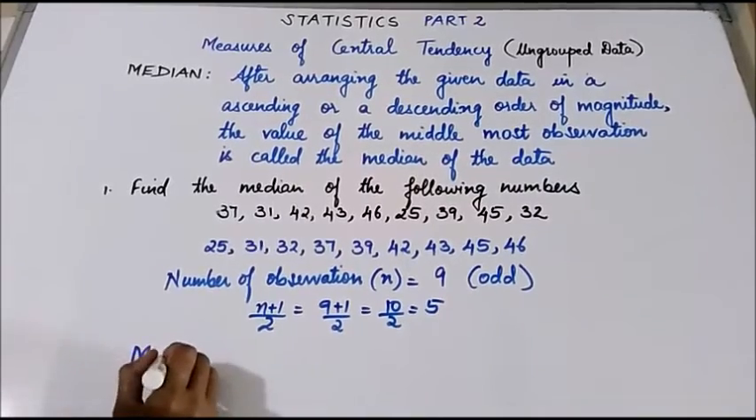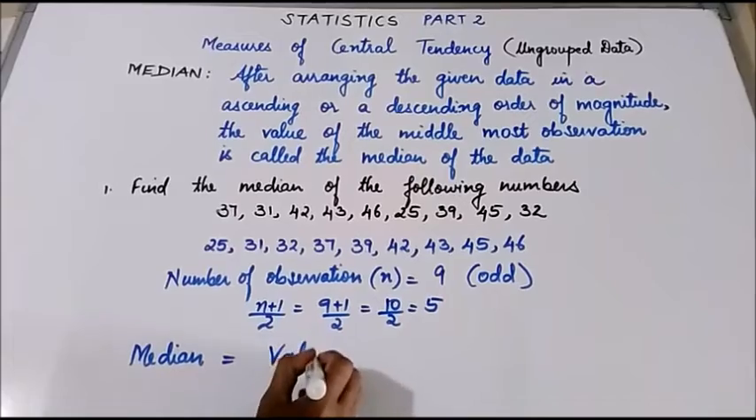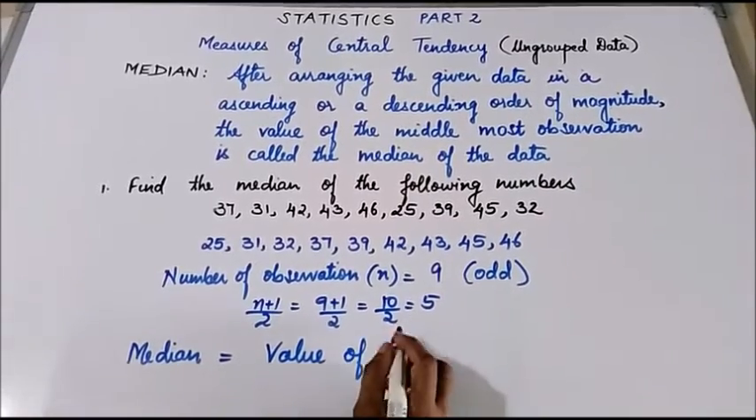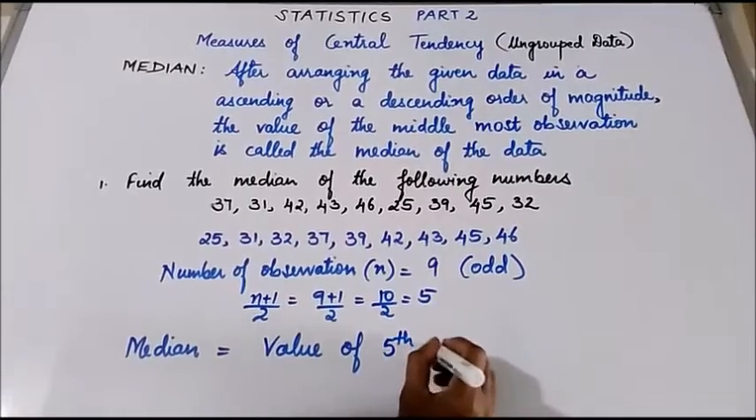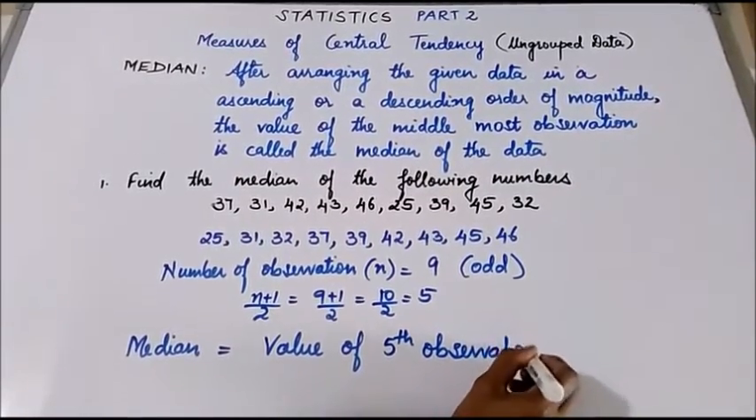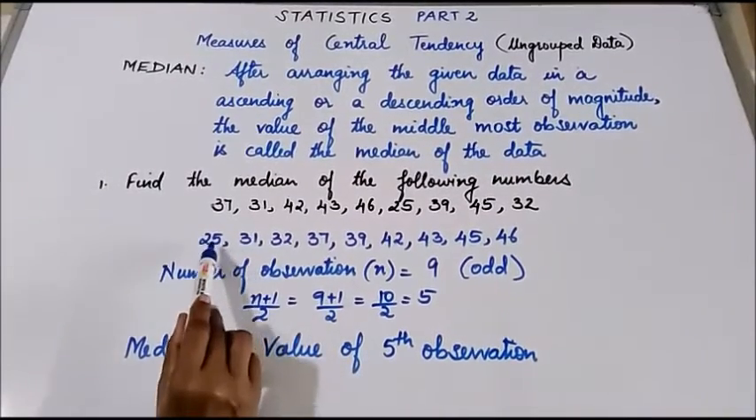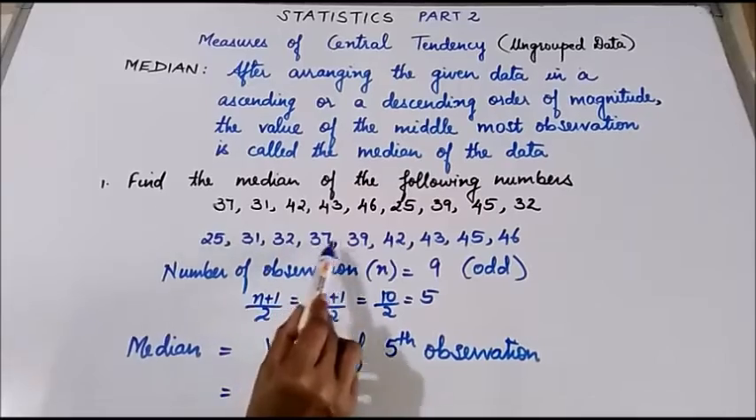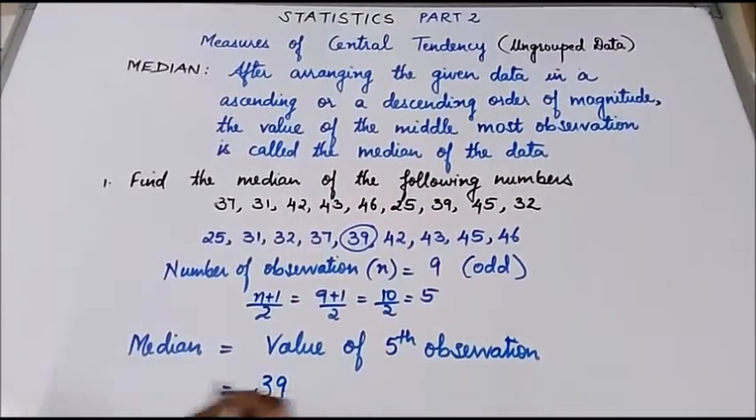Therefore median is equal to value of the 5th observation. What's the value of the 5th observation? Let us see which is the 5th observation. 1, 2, 3, 4, 5. That is equal to 39. Therefore median is equal to 39.